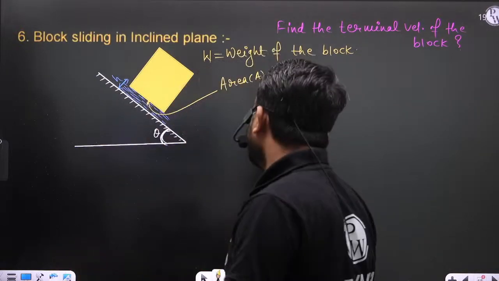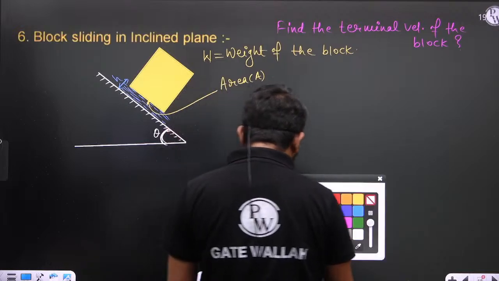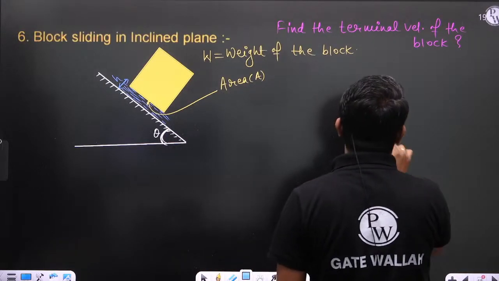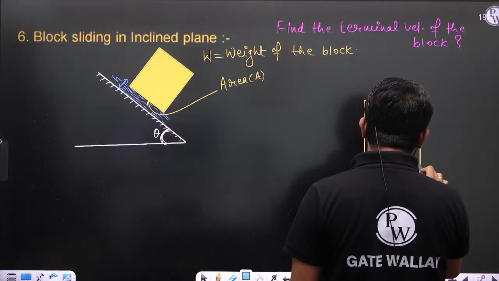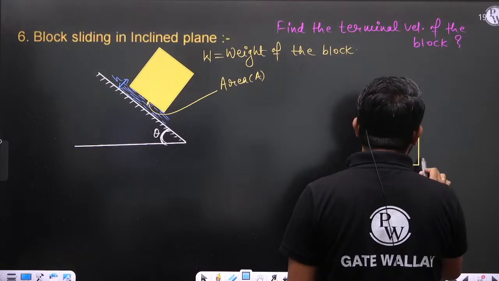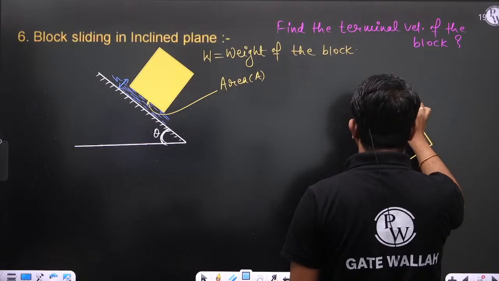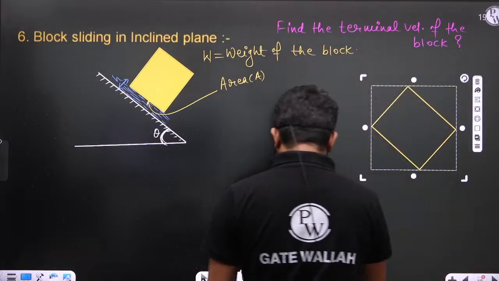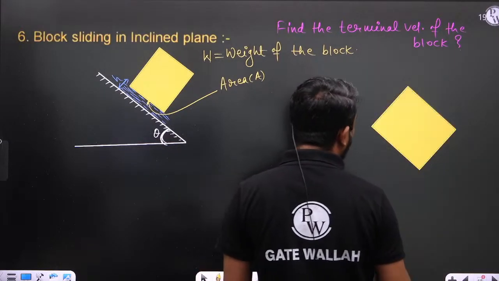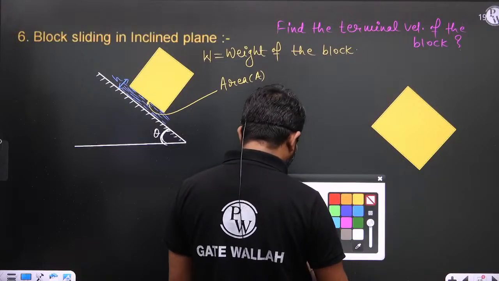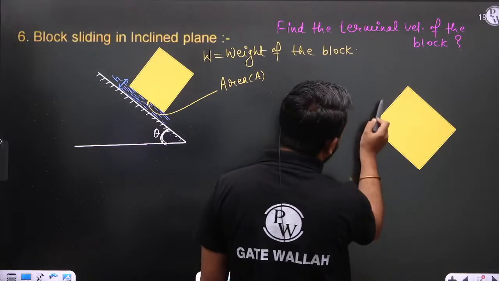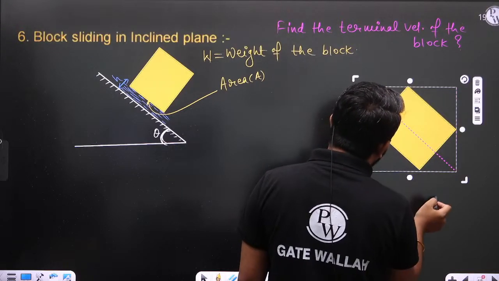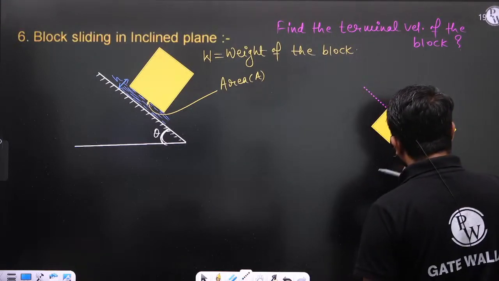Okay, so first better draw the free body diagram of this block. First show the forces acting on this block. So this is the block, and let us consider these are the reference axes.